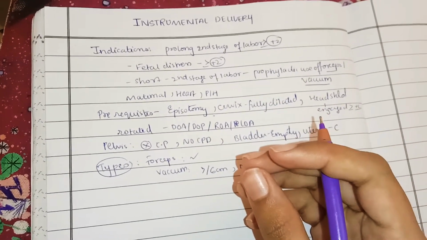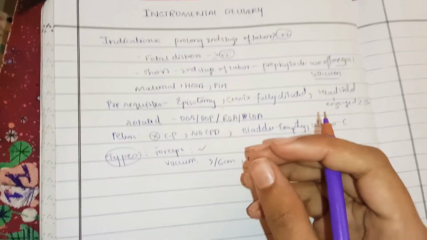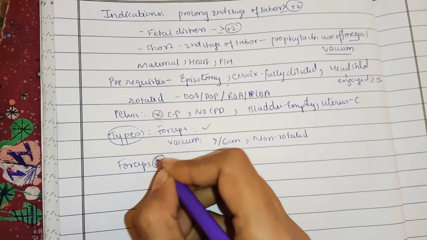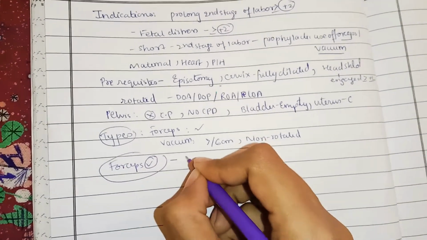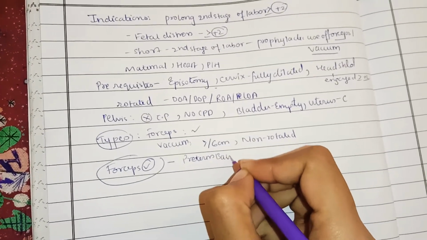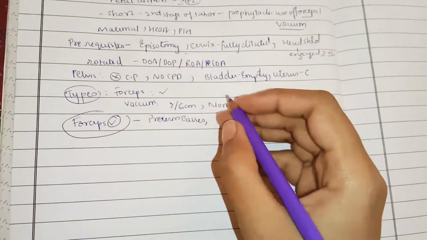So the conditions where vacuum is contraindicated but forceps is used. Now let us see that one. Okay, so forceps is used mostly here. What are those conditions? Let us see. The first one is preterm babies. In preterm babies, already the baby is preterm. Now if you try to drag with the vacuum, it is hard, so you use forceps.